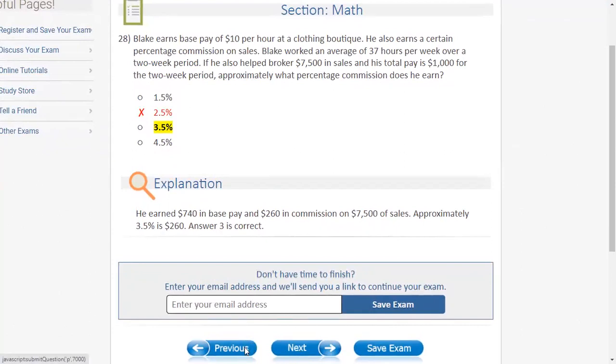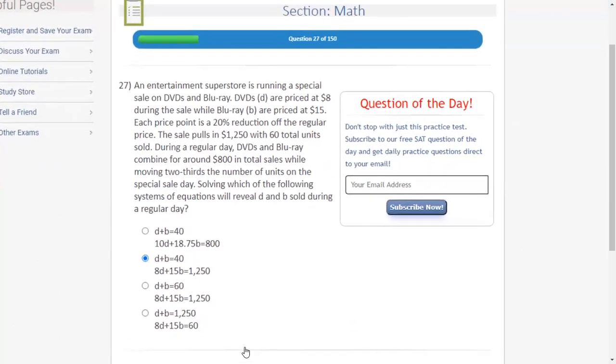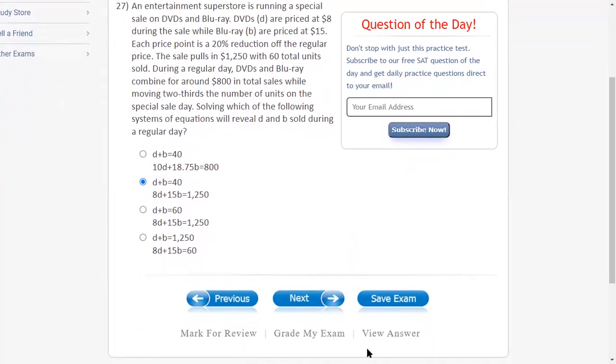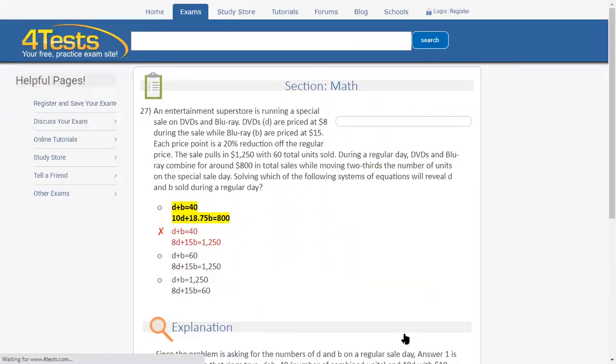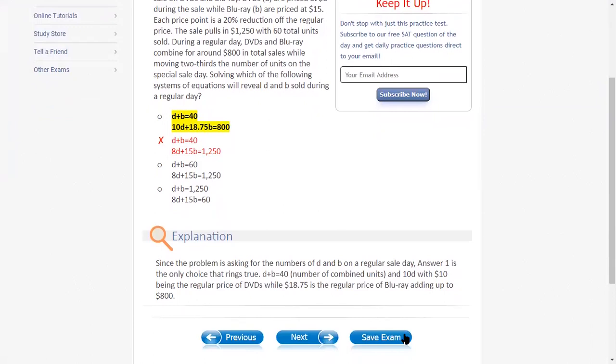That is your choice of answer that is displaying now, that you have gone for the second one, and if we are just going to view its answer, so let's see. Oh, absolutely wrong. That was the length question, so you will have to jot down each and everything over there. Look at the explanation. Since the problem is asking for the numbers of D and B on a regular sale day, answer 1 is the only choice that rings true.